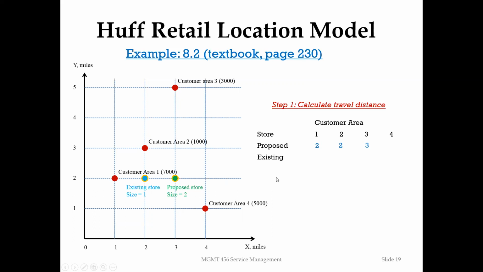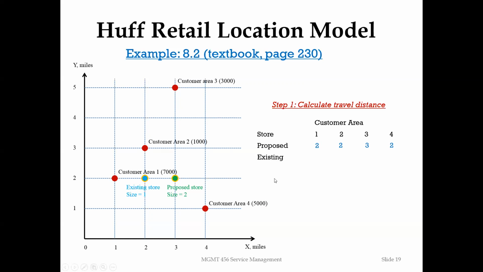So what about custom area 4 to the proposed store? So from 4 is here, the proposed store. The travel distance will be 1, 2. So it's 2. Now let's look at travel distance from each custom area to the existing store. So the blue one is the existing store.